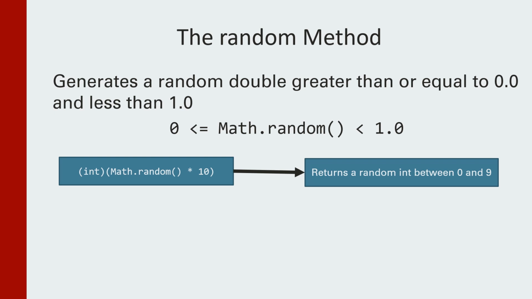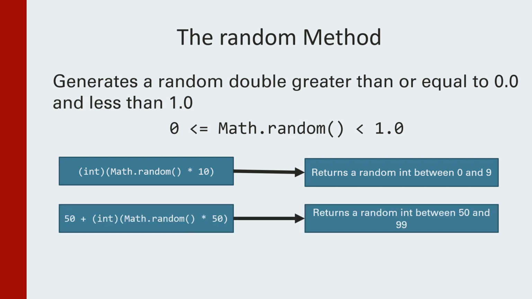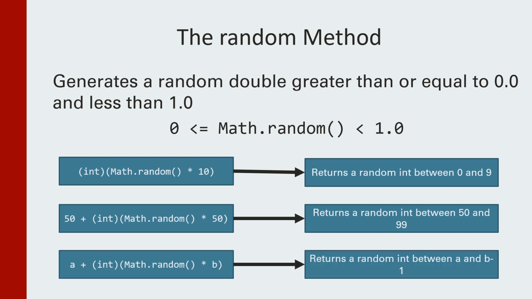And then when you take the int cast of it, it rounds it down and will make it an int between 0 and 9. Besides multiplying things, you can add to the range to change from 0 to 50 to being from 50 to 99. And in general, you can do Math.random times b, take the int, and then add a to get a random int between a and b minus 1.